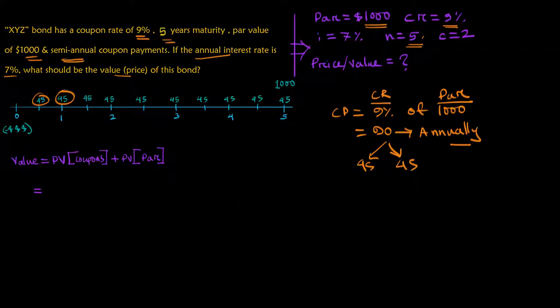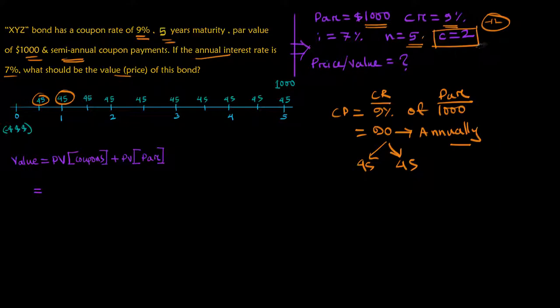Alright, finally this C represents the frequency of compounding. In our case, how many times do we get coupon payments? 2 times, right? So that's why C is 2. If we received coupon payments 12 times in a year, then C would have been 12, and so on.